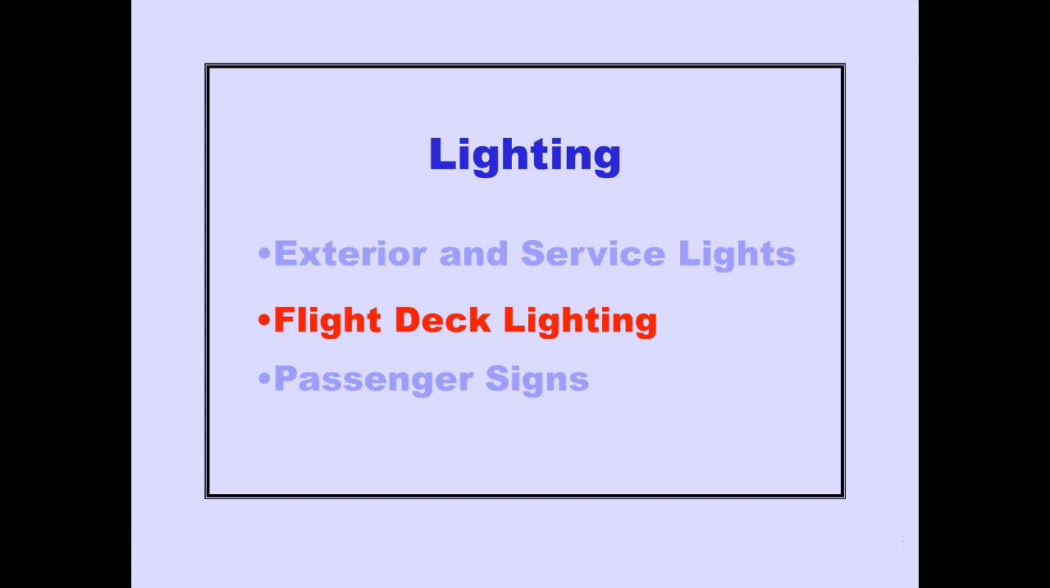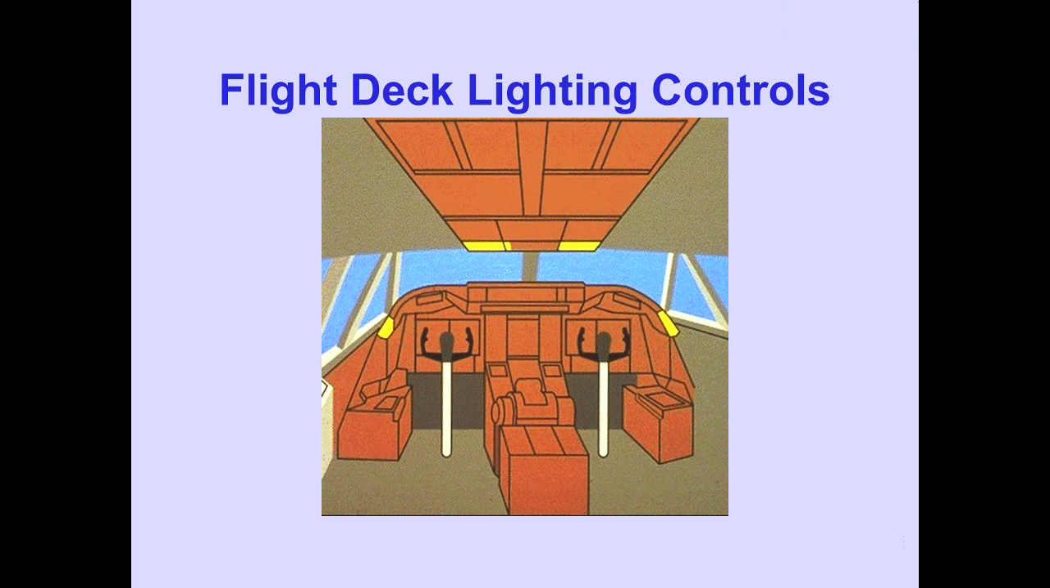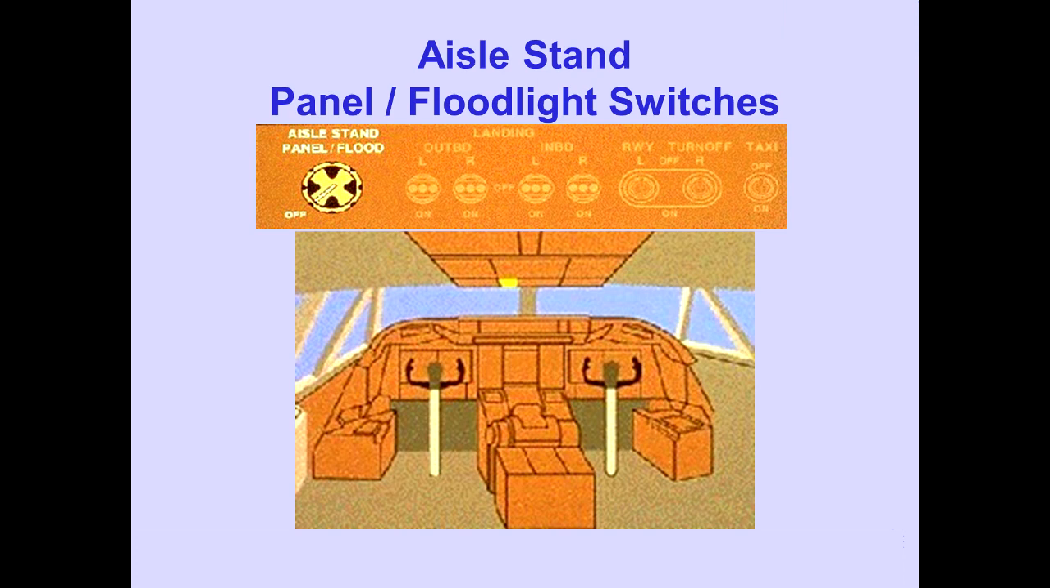Now let's look at flight deck lighting. Controls for the flight deck lights are located on the overhead panel and the left and right sides of the glare shield. The aisle stand panel and floodlight rotary switches are located on the overhead panel.